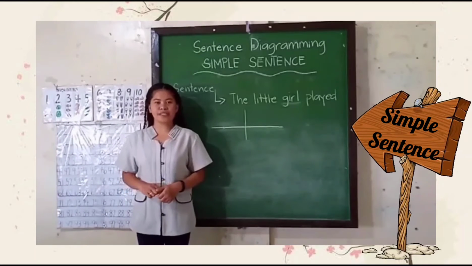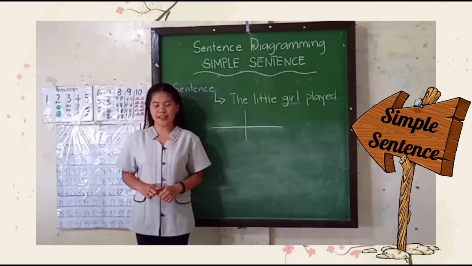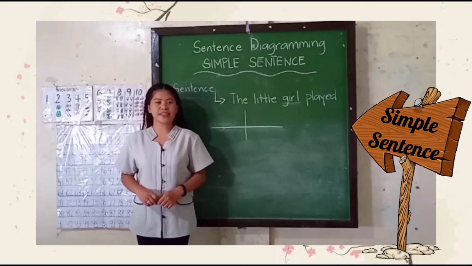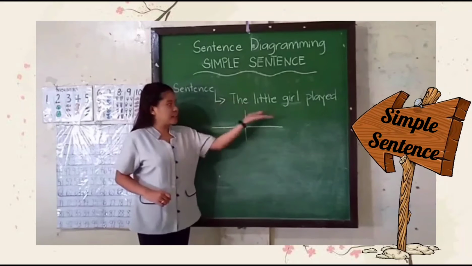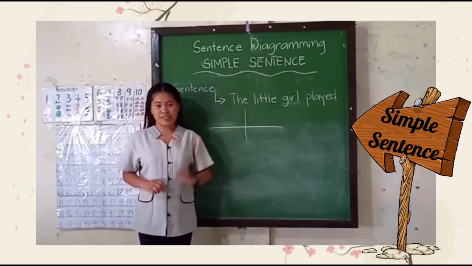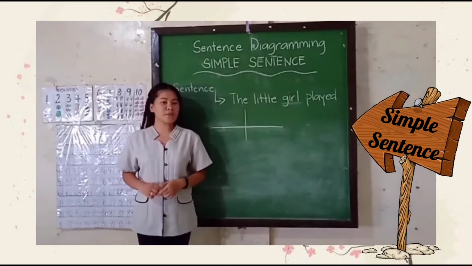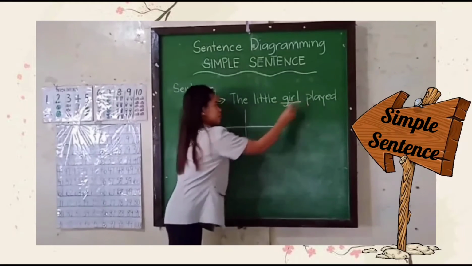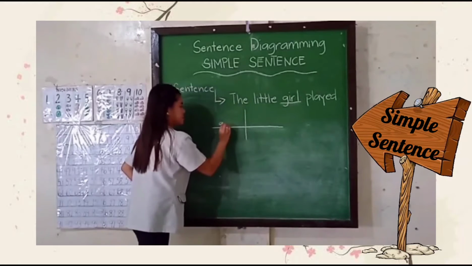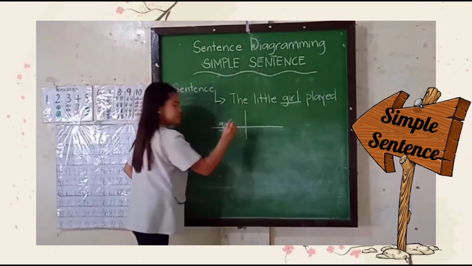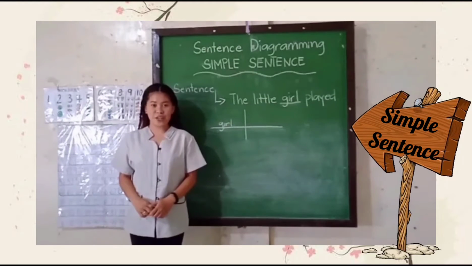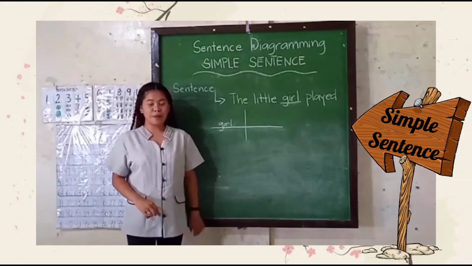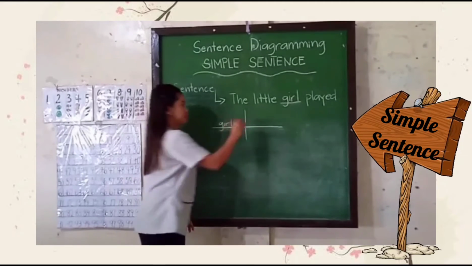Another example sentence is a subject and verb sentence with modifiers. The example sentence is: the little girl played. Very simple. So what is the subject in the sentence? The girl. And what did the girl do? The girl played, and that is a verb.